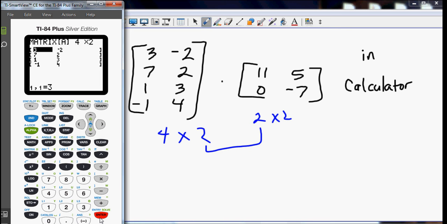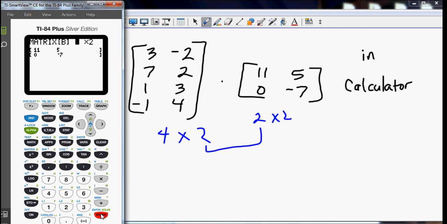So then we'll hit second matrix again, go all the way over to the right to edit again, and this time we'll go down to B because we need to plug in a second matrix. This one's a 2 by 2, so enter 2, enter 2, enter, and then plug in the numbers in the example. Okay, one important point. Once you plug this in, you actually need to hit quit. So hit second, quit.